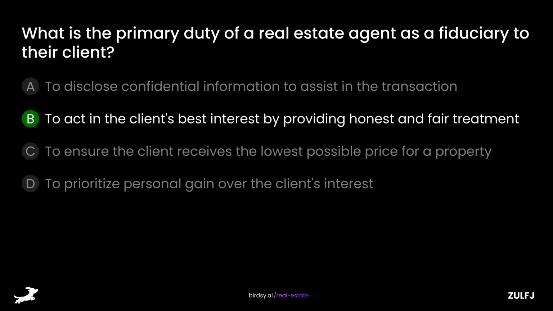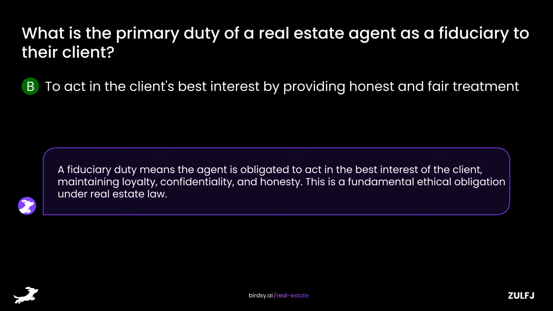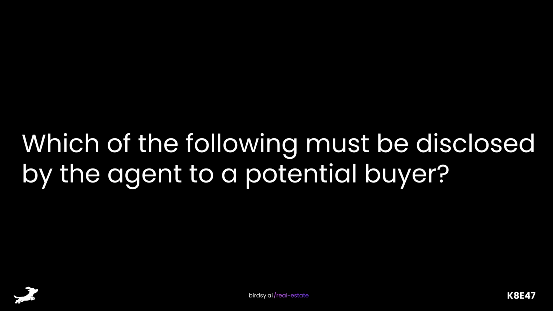The answer is B. To act in the client's best interest by providing honest and fair treatment. A fiduciary duty means the agent is obligated to act in the best interest of the client, maintaining loyalty, confidentiality, and honesty. This is a fundamental ethical obligation under real estate law. Which of the following must be disclosed by the agent to a potential buyer?